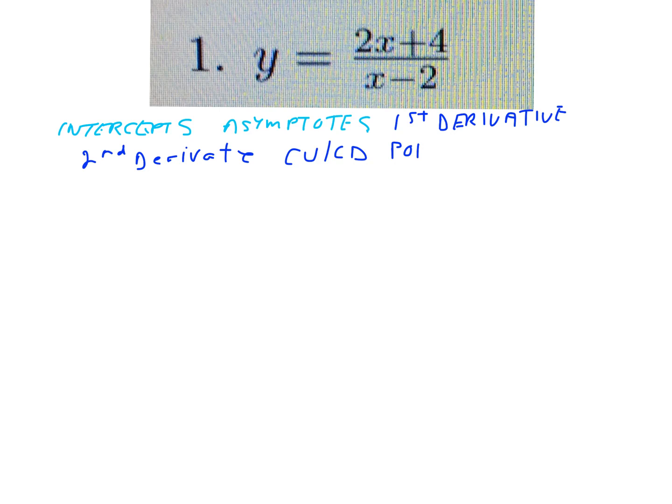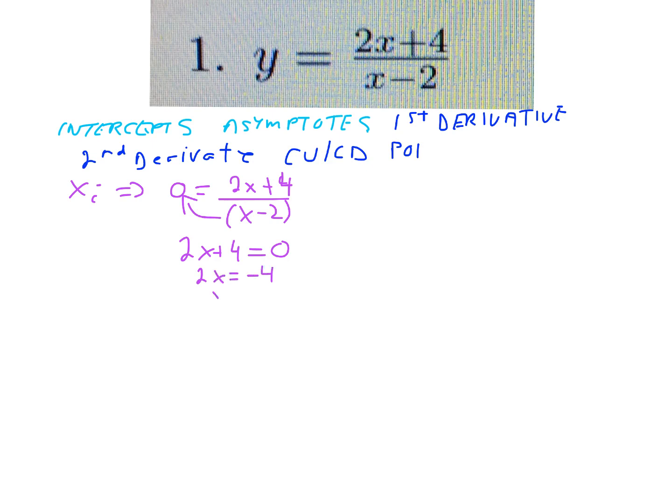So if we start with intercepts, we can do our x-intercept by letting y equal 0. And so I'm going to replace y with 0, and I'm going to have the rational function. Now I can take the x minus 2 and bring it over to the other side and multiply it by 0, so I end up with just 2x plus 4 equals 0. So 2x equals negative 4 and x equals negative 2. So that's our x-intercept. So that's great.